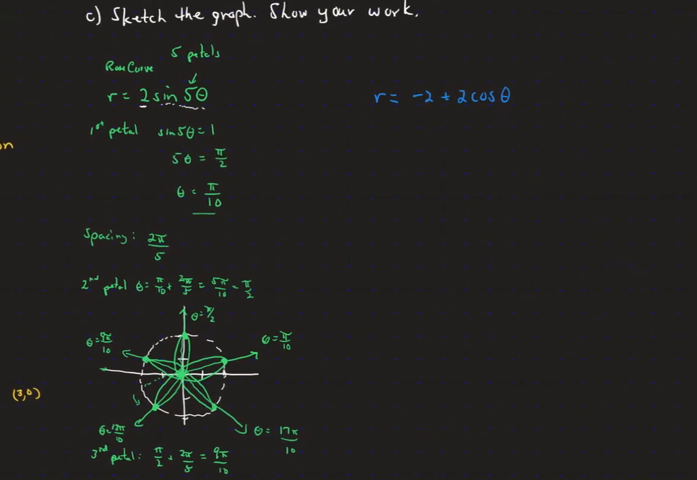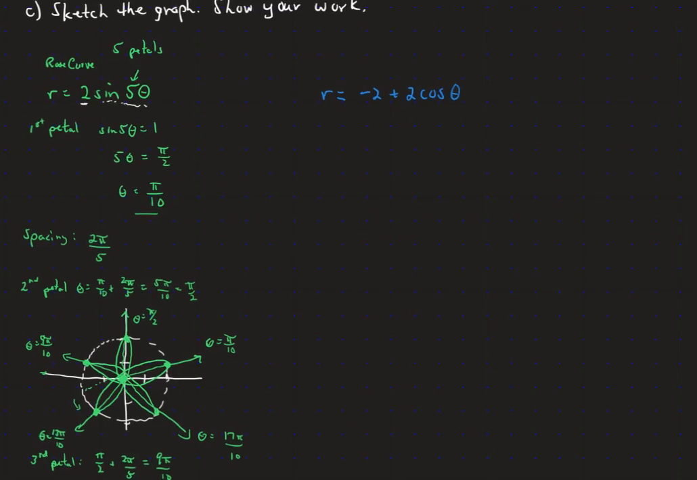Okay, now we have another limacon because it's in the form a plus b cosine theta. So these I think are maybe a little easier, I don't know. So we're going to pick theta equals 0 again, pi over 2, pi, and 3 pi over 2, and find the values of r for each of these. When we put in 0, cosine of 0 is 1. 2 times 1 is 2, plus the negative 2 makes that 0. At pi over 2, cosine pi over 2 is 0, so r is going to be negative 2.